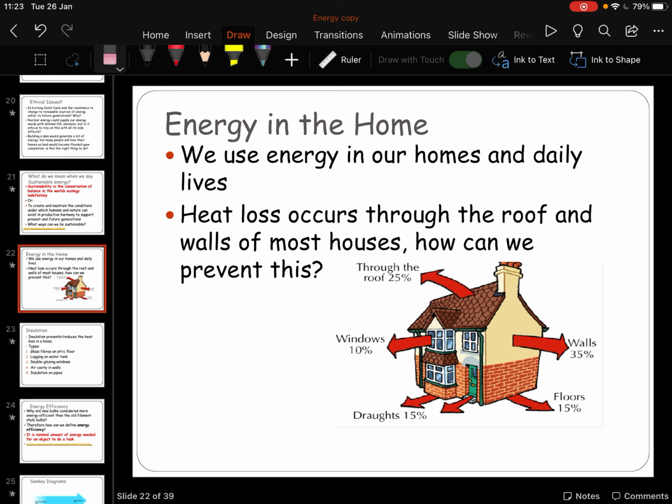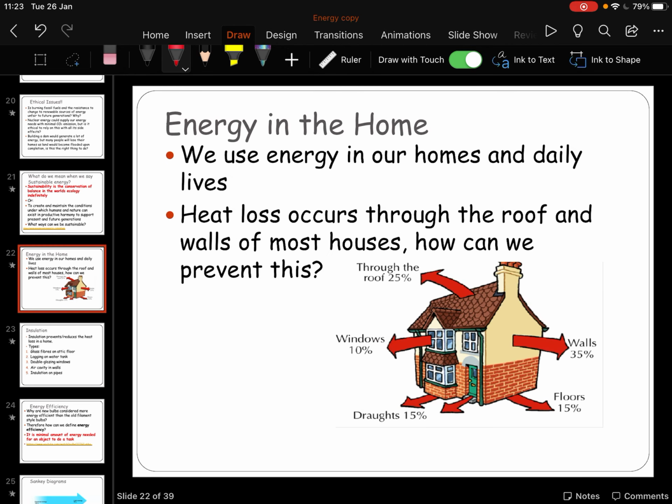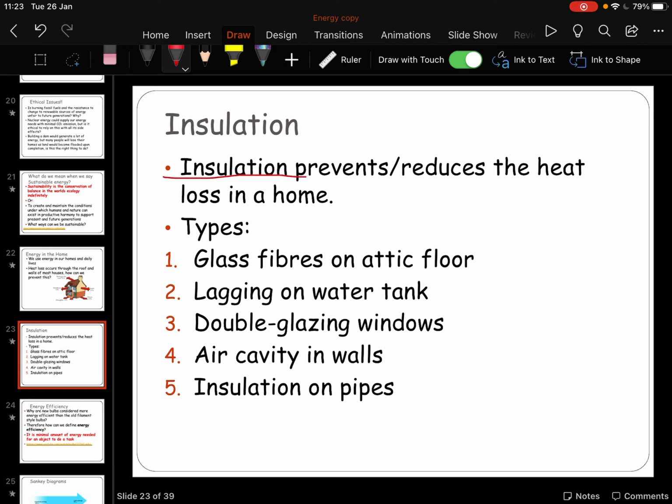Okay, now generally in the exam, what they'll do is they'll give you a picture like this and ask you how do we fix it. Okay, so we fix it with this. You don't need to put in insulation. Your heading is still energy in the home, guys. Okay, so insulation. So take down this: insulation prevents and reduces the heat loss in a home. Okay, so insulation prevents / reduces heat loss in a home.